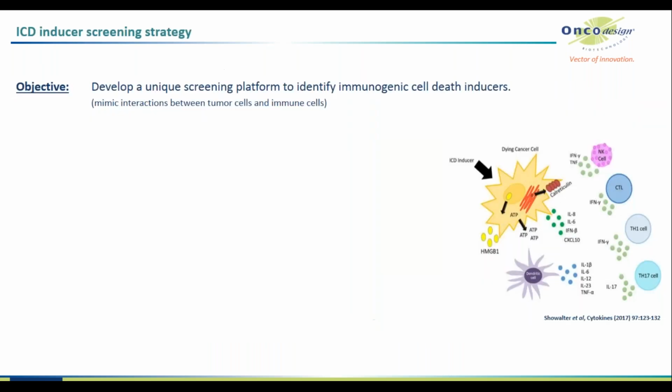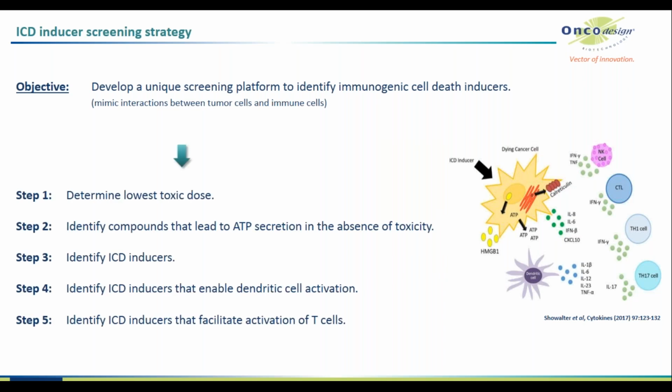So we set about to define the strategy to set up what the sponsor wanted. So the objective was to develop a new and a unique screening platform to identify immunogenic cell death inducers. We had several steps to go forward in doing so. The first one was to determine the lowest toxic dose. As you would have seen in the previous two slides, ICD finally ends up in cell death via apoptosis. So we don't want to go as far as generating apoptosis, and hence we need to identify the lowest toxic dose. The second step would be to identify the compounds that secrete ATP. This is an easy marker to look at and would give us the first indication of an ICD inducer. And all of this in the absence of toxicity.